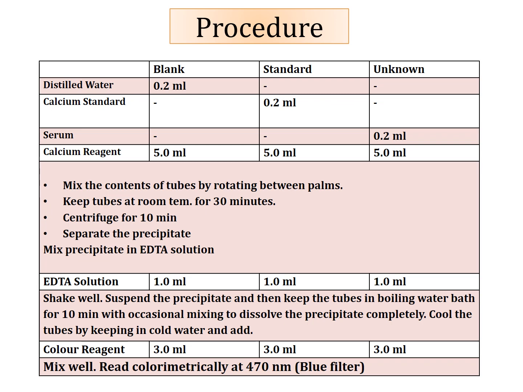Decant the supernatant carefully. Now add 1 ml of EDTA solution in each tube and shake to suspend the precipitate. Keep the tubes in boiling water bath for 10 minutes to dissolve the precipitate completely in EDTA solution. Let the tubes cool and then add 3 ml of color reagent in each tube. Read the absorbance of all 3 solutions at 470 nanometer on colorimeter.